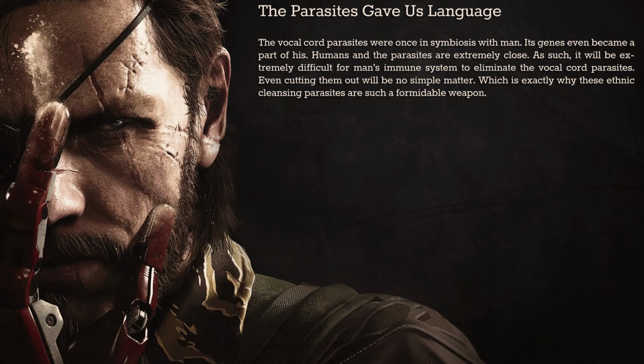Humans and parasites are extremely close. As such, it will be extremely difficult for man's immune system to eliminate the vocal cord parasites. Even cutting them out will be no simple matter, which is exactly why these ethnic cleansing parasites are such a formidable weapon.